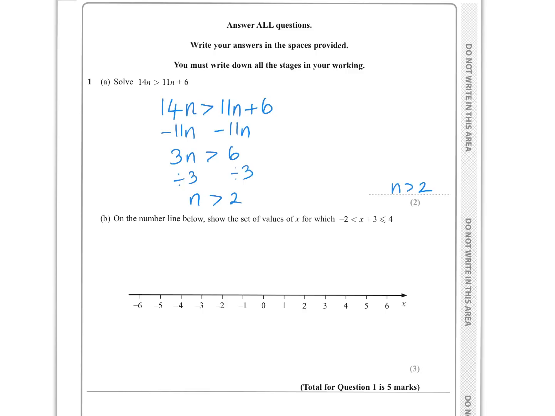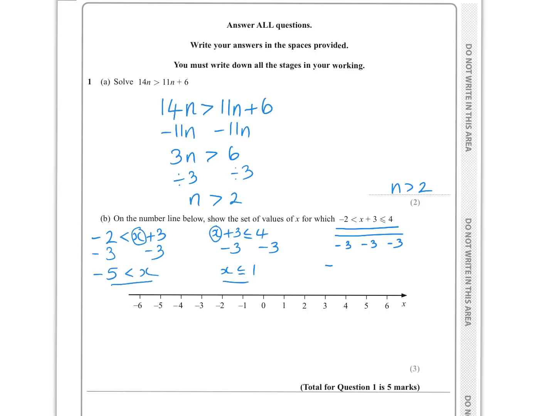For part B, if we split this inequality up into two parts, and then we took 3 from both sides, this would isolate the x term in both cases. Then it's almost like we took 3 from each individual part, because if I put these two back together again, this is my end result.